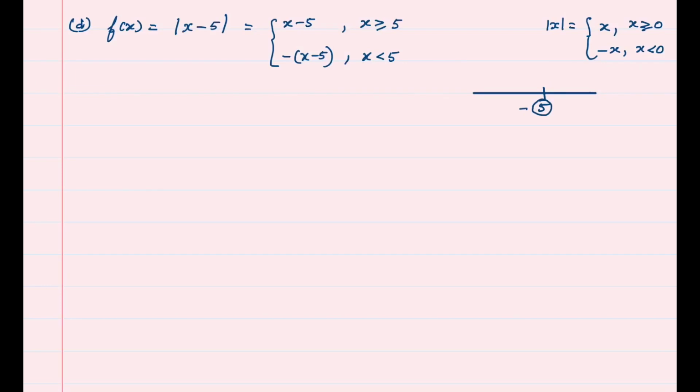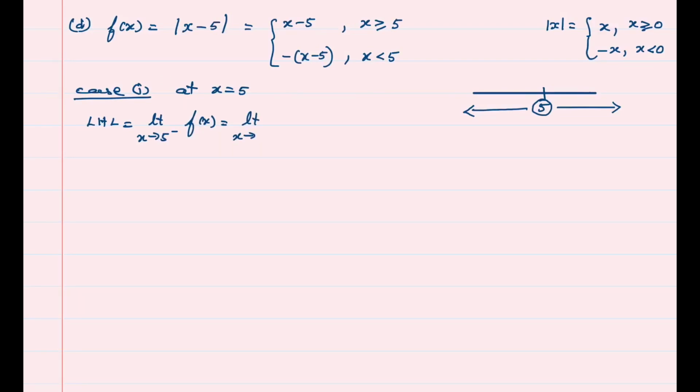And then we will check for all real values less than 5 and then for all real values more than 5. Case 1, at x equal to 5. We have to do LHL and RHL at x is equal to 5. LHL will be limit extending to 5 minus f of x, which is limit extending to 5 minus.